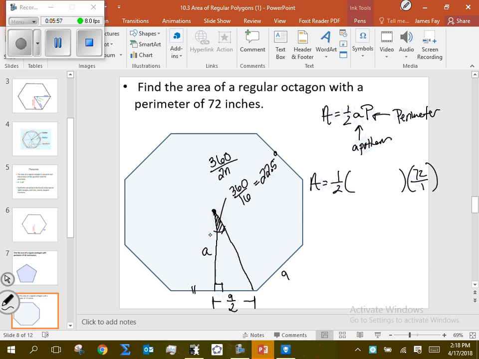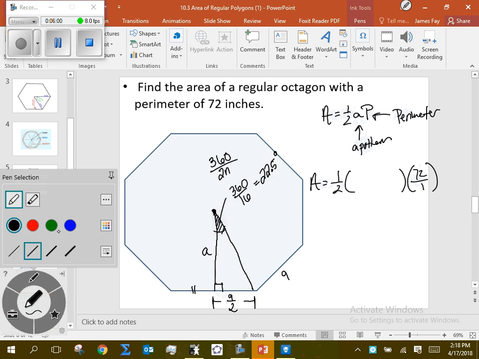All right. So now finding A, would you guys agree that this red side here is opposite? And the apothem, which is the blue side, is that adjacent to this angle of 22.5? Yes. Okay. So, which trig ratio uses opposite and adjacent? Tangent, right? Okay, so we're going to go tangent of that angle, so 22.5.